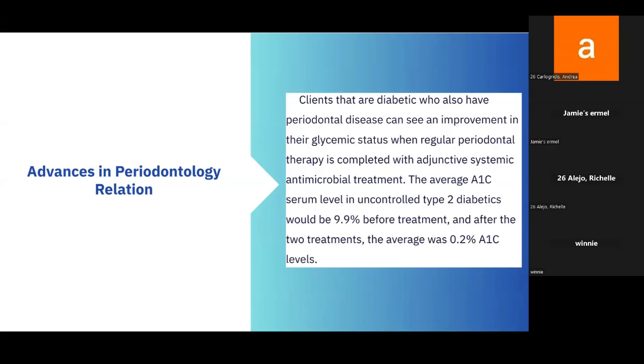This is when an adjunctive systemic antimicrobial treatment can effectively assist in this common complication. The systemic treatment effectively improves the client's periodontal condition, systemic inflammation and glycemic control.